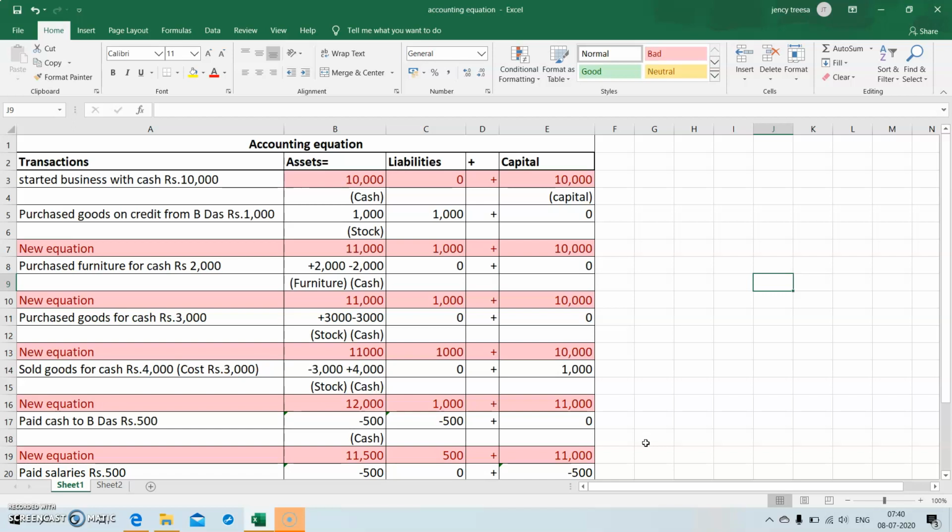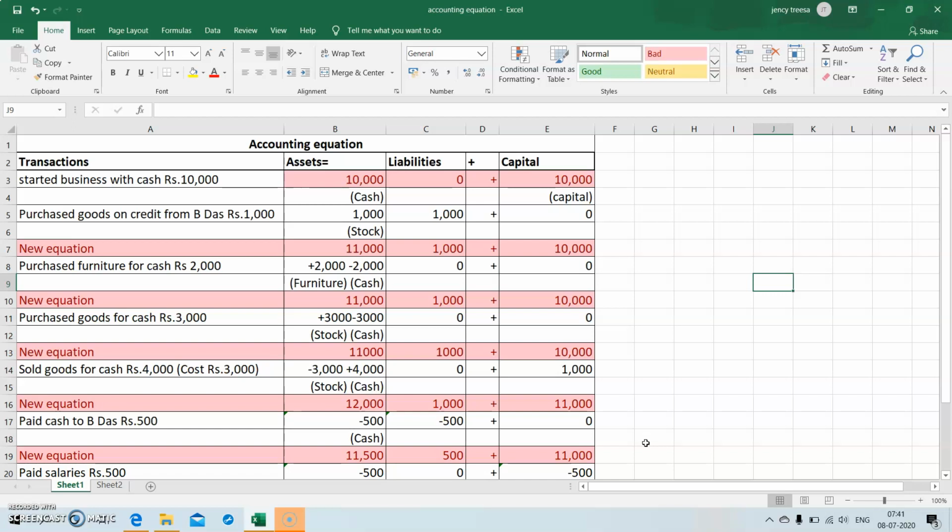You bought furniture for cash, rupees 2,000. You paid cash and you bought furniture. So furniture is coming in, so asset is increasing, plus 2,000. Furniture is increasing. But what about cash? Cash has decreased, minus 2,000. So plus 2,000 minus 2,000 is 0, no?